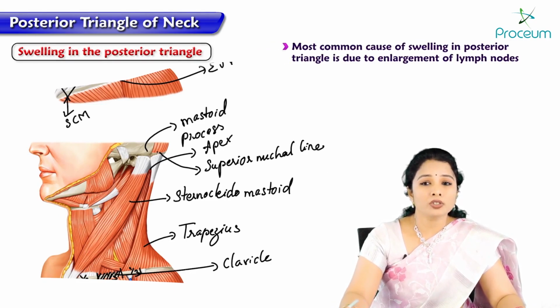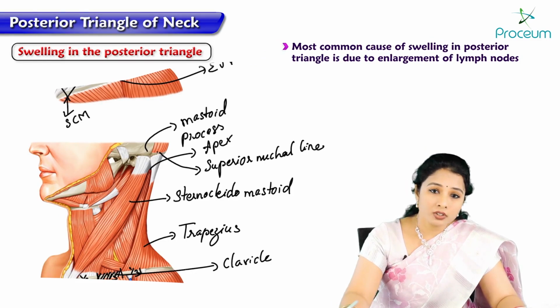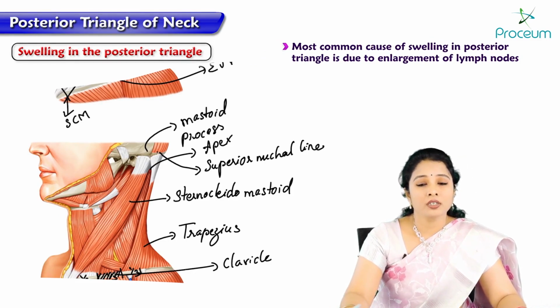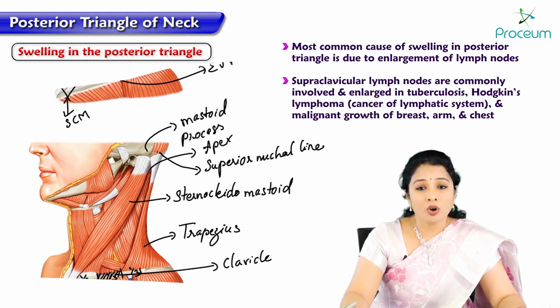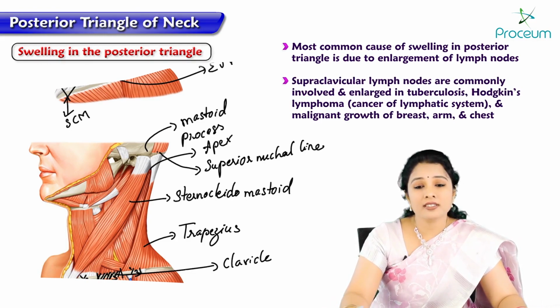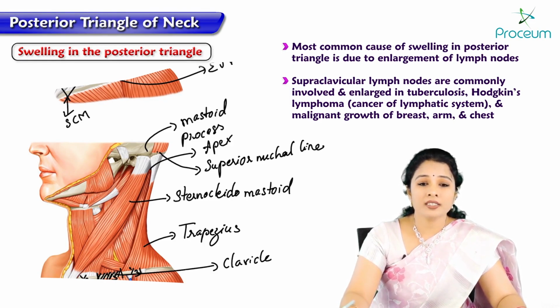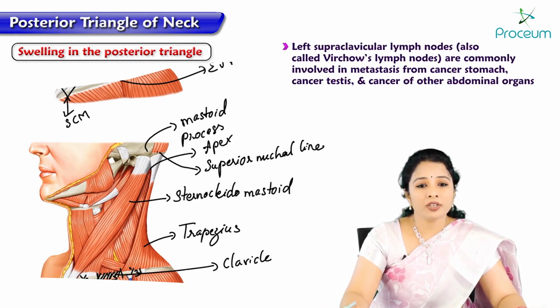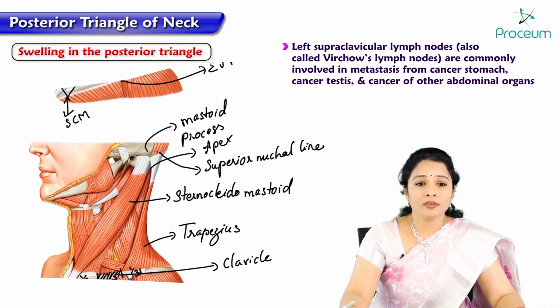Swelling in the posterior triangle. The most common cause of swelling in the posterior triangle is due to enlargement of lymph nodes. The supraclavicular lymph nodes are commonly involved and enlarged in tuberculosis or Hodgkin's lymphoma, that is the cancer of lymphatic system, and malignant growth of breast, arm and chest. So the left supraclavicular lymph nodes are called Virchow's lymph nodes, which are commonly involved in metastasis from cancer stomach. So that is the importance of supraclavicular lymph nodes.